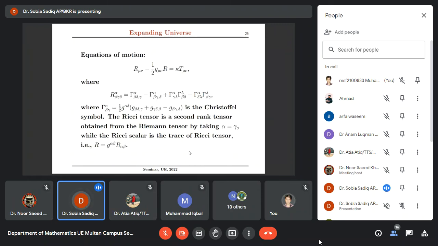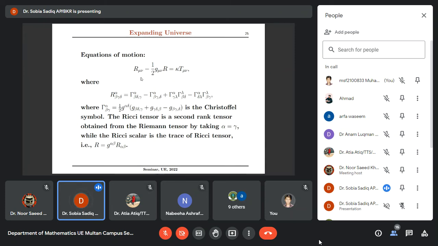So Einstein's general theory of relativity, as I told you earlier, basically relates gravity and curvature. It relates the space-time geometry with the matter that is present within the space-time, and these equations are known as the Einstein field equations. Here the left side represents the geometric part, while this is the matter part.